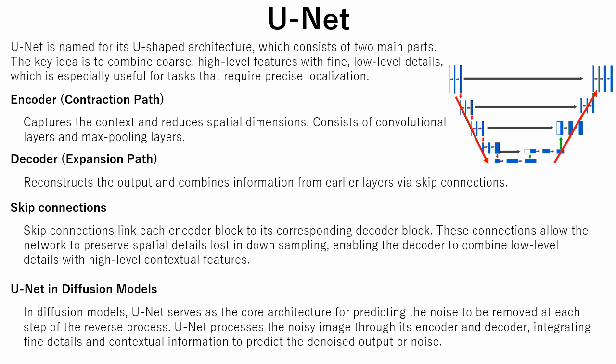In diffusion models, U-Net serves as the core architecture for predicting the noise to be removed at each step of the reverse process. U-Net processes the noisy image through its encoder and decoder, integrating fine details and contextual information to predict the denoised output or noise.